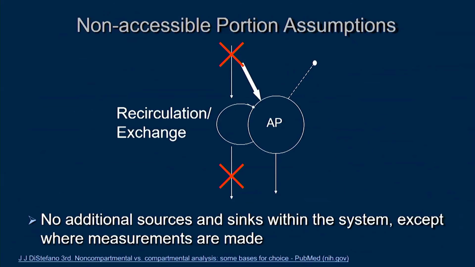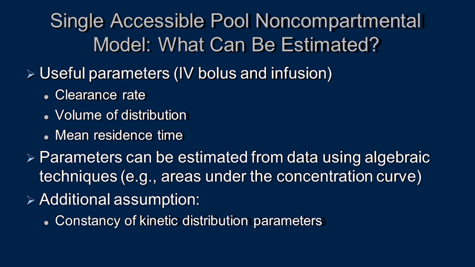So if we use this framework, what can we estimate? It turns out we can estimate quite a bit if the assumption that I mentioned of no additional sink and source is met. We can still estimate clearance rates, volume of distribution, and mean residence time. These parameters are estimated directly from the measurements, without necessarily having to fit a model or make assumptions on the unseen part of the system, using algebraic techniques. So if there's no additional sink or source, and if the kinetic parameters are constant, then I can estimate them using this technology.